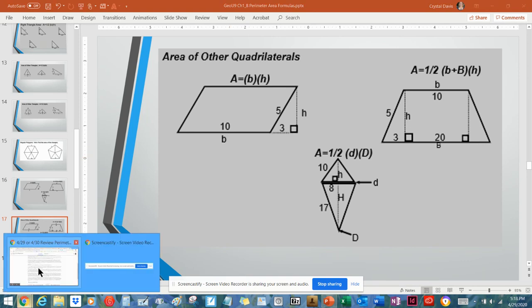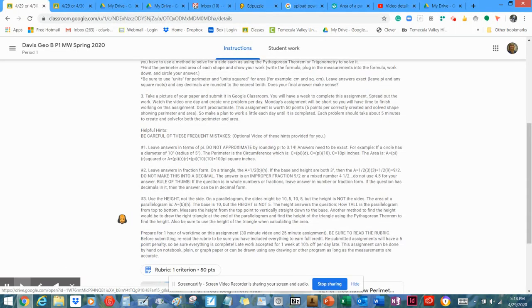All right. And then just a couple of other things. Prepare for about an hour to finish this assignment. It may take you less time if you're familiar with these area formulas. And if you make sure that you read through the rubric, you'll make sure that you have all of the things that you need before you turn it in. This time, the resubmission will cost you a 5-point penalty. So make sure that you have everything correct and exactly the way you want it before you submit it.